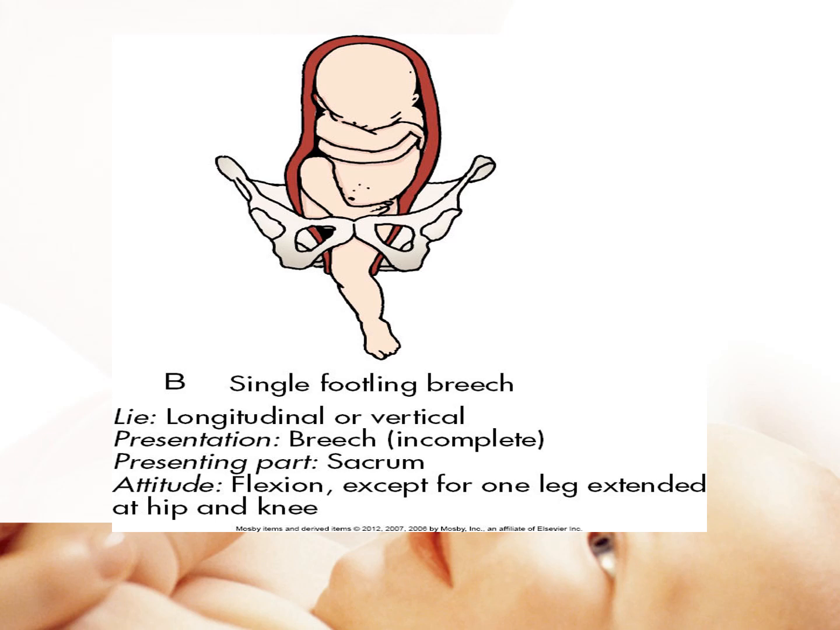This is a footling breech. It happens to be a single footling breech. Sometimes I have both feet down there, okay? And so that's how we would describe it if we did have 2 feet. We'd refer to it as a double footling breech. If there's one, it's a single. But again, longitudinal lie or vertical breech, incomplete footling presentation. The sacrum is a presenting part. The attitude is flexion except for one leg extended at the hip and knee.